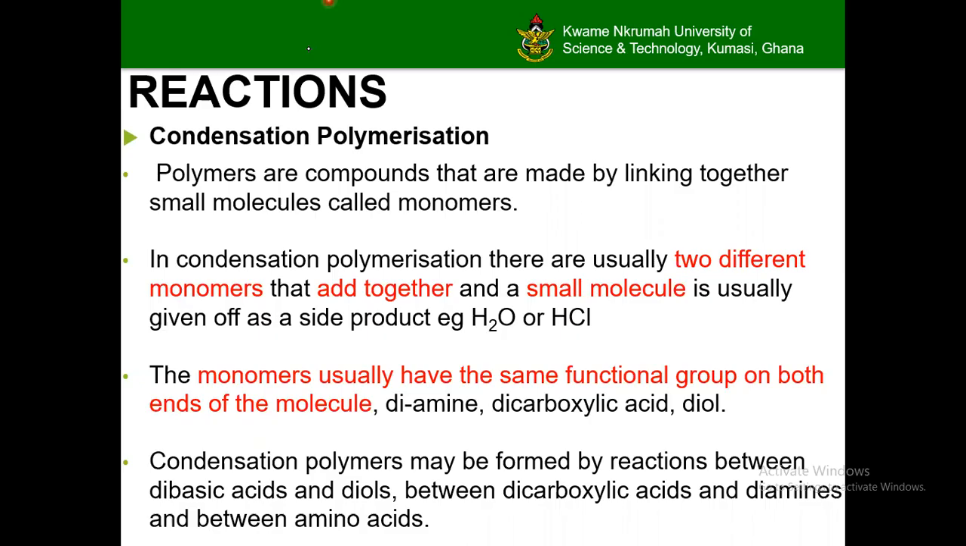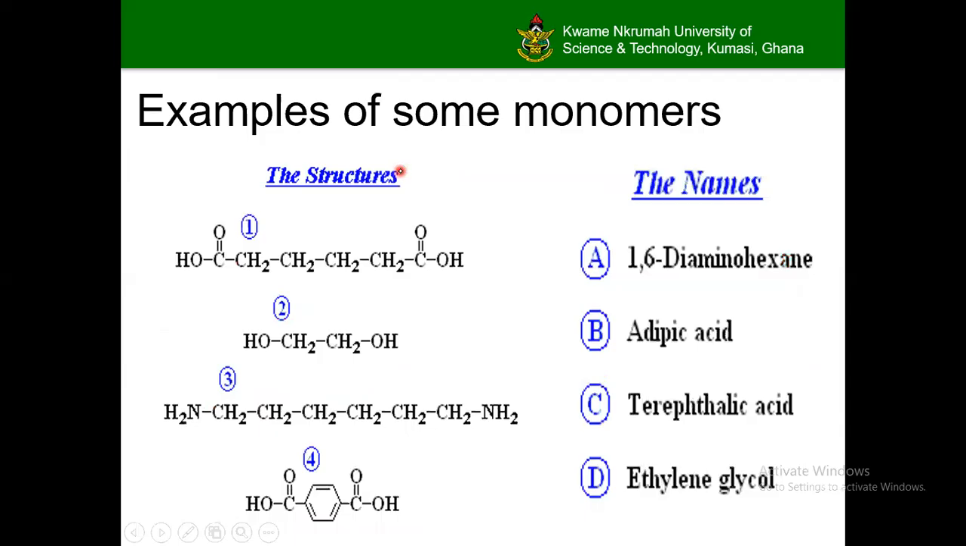Now, we are saying the monomers usually have the same functional group at both ends. So either they are diamines, dicarboxylic acids, or diols. And condensation polymerization may be formed by a reaction between dibasic acids and diols, between dicarboxylic acids and diamines, or between amino acids. So we'll talk about all these as we go along the slides.